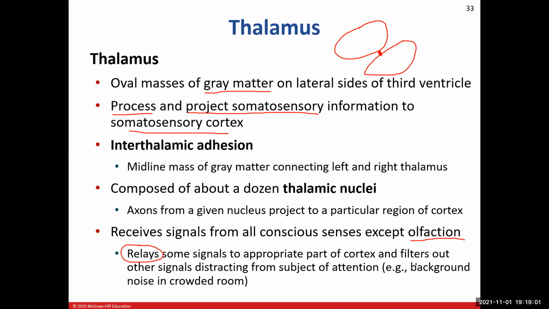So the thalamus is a relay center that's going to send those signals to the appropriate part of the cortex. So it's going to send hearing information to the hearing cortex. It's going to send general touch and pressure and pain sensory information up to the primary somatosensory cortex. So it is the relay center.